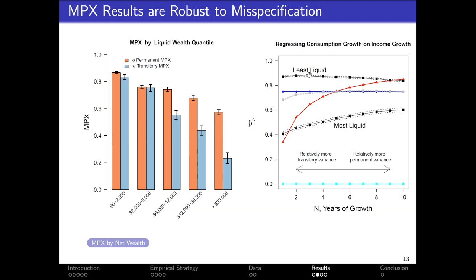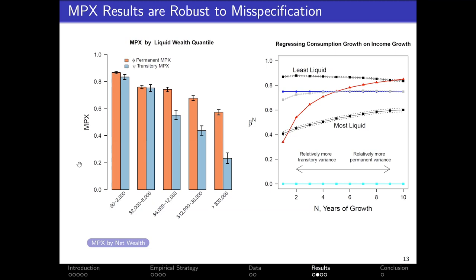So you can see, especially for this least liquid wealth group, that it's very difficult to write down a model where you don't get this kind of result coming out from this straight line here, where the changes in consumption regressed on changes in income are pretty much similar throughout the number of years that you do that regression over. There's a little bit more room for misspecification for this most liquid group here, but our robustness check suggests that these numbers seem to be fairly reliable. Certainly, I believe them.